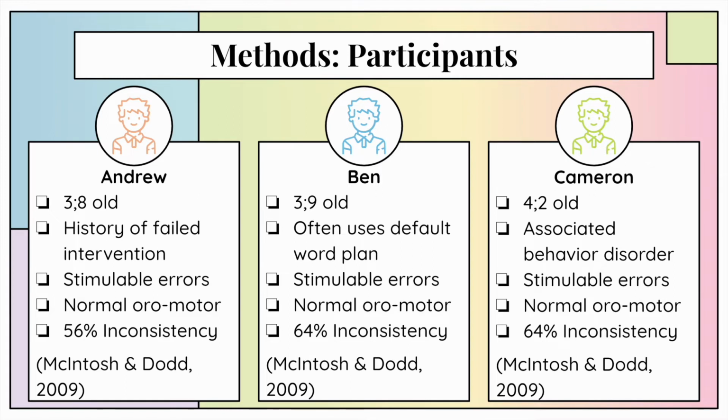during spontaneous speech, which suggests that none of the boys are suffering from childhood apraxia of speech. However, each boy also had an inconsistency score above 40% and were therefore deemed to have inconsistent speech disorder. Now, if we take a look at Andrew, whose profile is on the far left, Andrew was the youngest of the participants at 3 years and 8 months old, and he was also the only child to have received previous speech intervention. He had previously received 10 sessions of minimal pairs intervention, but that intervention had little effect on his speech production, and Andrew was scored with an inconsistency of 56%.